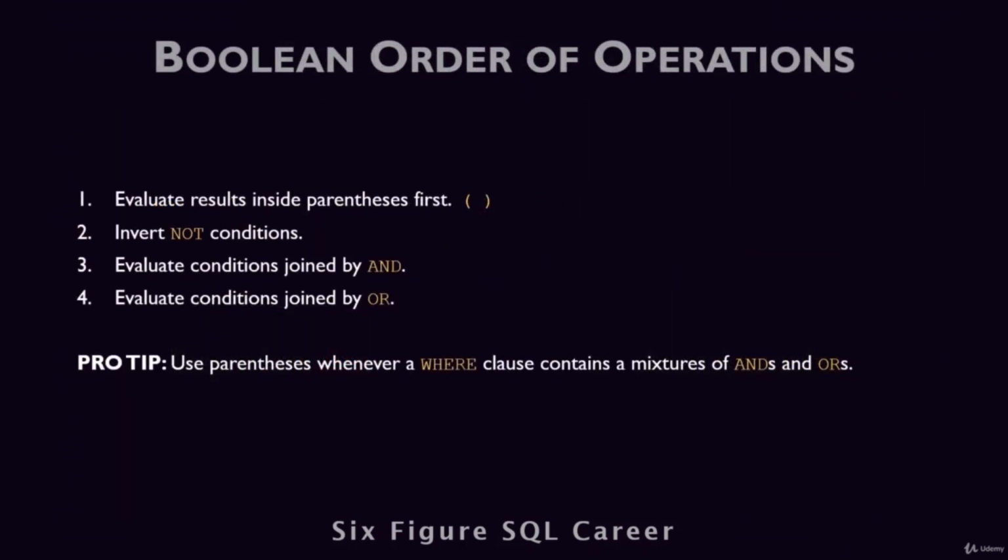With logical operators, there is also a specific order of operations. First, you evaluate the results inside your parentheses. Then you invert not conditions. Then you evaluate conditions joined by and finally you evaluate conditions joined by or. As a helpful pro tip, make sure you use parentheses whenever a where clause contains a mixture of ands and ors. This will avoid any confusion caused because of order of operations.